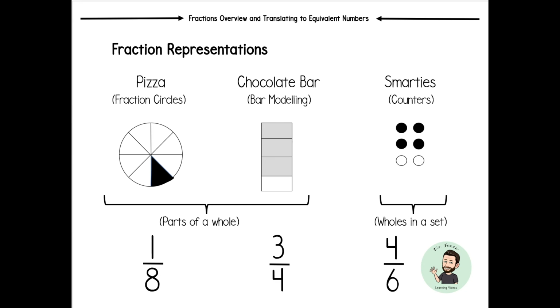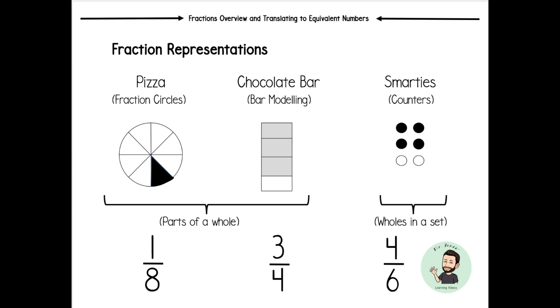Fraction representations. So here are some of the common fraction representations we encounter. We have our pizza model that everybody loves, that we also can call fraction circles, our chocolate bar, that's often called bar modeling and is used a lot in Singapore math, and our Smarties, or our counters representation.